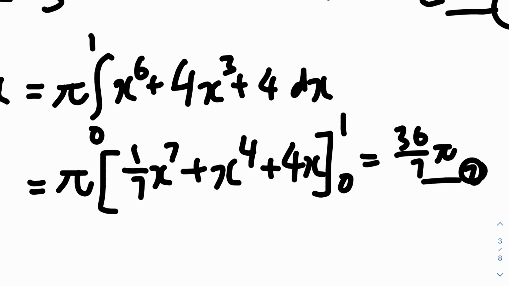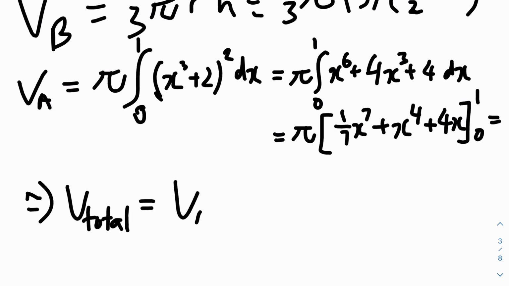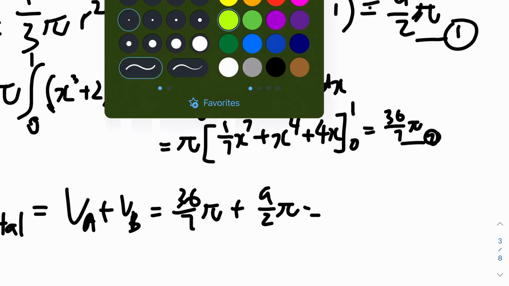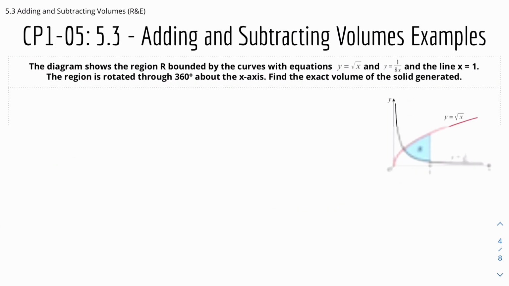Right? So the total volume will be equal to volume A plus volume B, which is what we found just now: 36 over 7 pi plus 9 over 2 pi. Putting that into a calculator, you get a value of 135 pi over 14. So 135 pi over 14. They didn't give you any units, so just put units cubed like so. And yeah, let's move on to the next question.